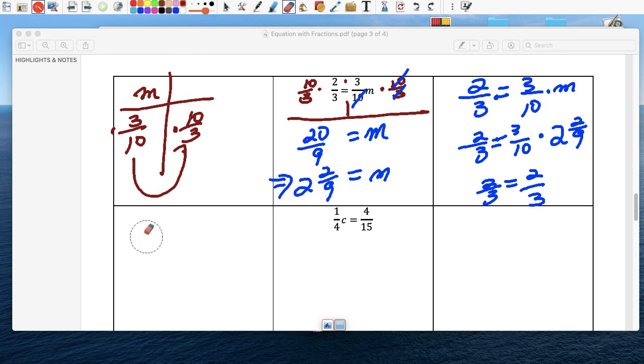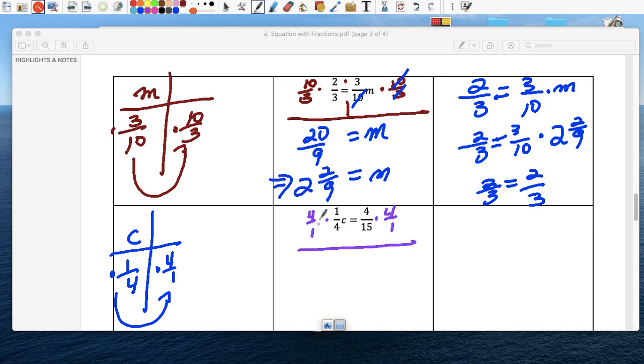Next one, we have c as our variable, being multiplied by 1/4. So the reciprocal of 1/4 is 4/1. So we're going to multiply both sides by 4/1. On the left side, everything simplifies, and 1 times c is just c. On the right side, if I multiply this, I get 4 times 4 on the top, which is 16, and 15 on the bottom times 1 is 15. So the calculator will probably give you the answer 16/15 or 1 and 1/15, either or.